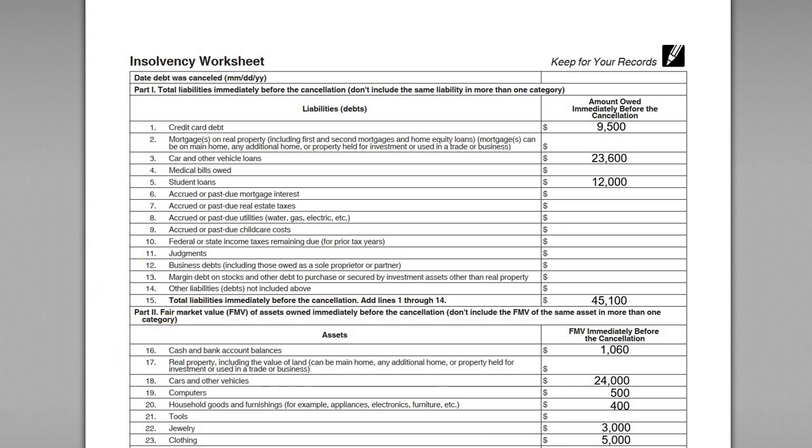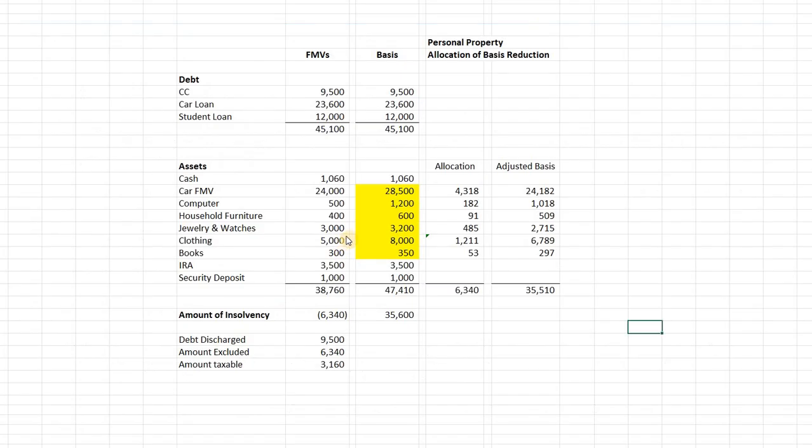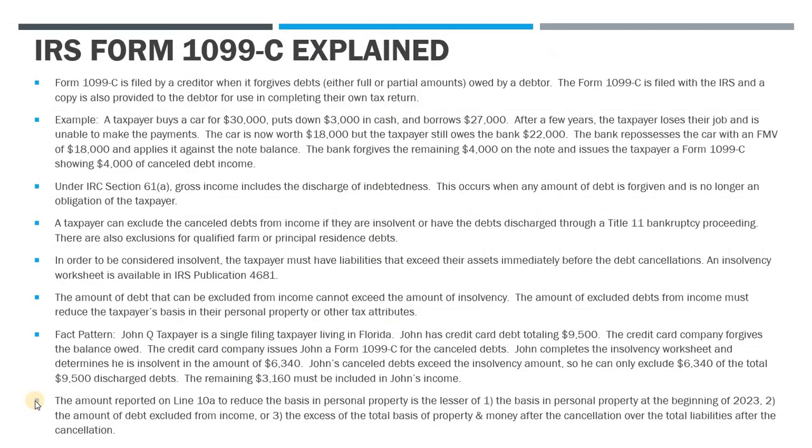And then in addition to those three pieces, I do have one slide covering some background on the 1099-C and the 982 and then go into the fact pattern in a little bit more detail. And then I do have an Excel workbook here, which we're going to use alongside the insolvency worksheet to figure out what our insolvency amount is and how we allocate the reduction of basis to our personal property when we exclude that income. So I want to start with this one slide here first, and then we'll go to the 1099-C and the insolvency workbook and worksheet, and then we'll get into the return itself.